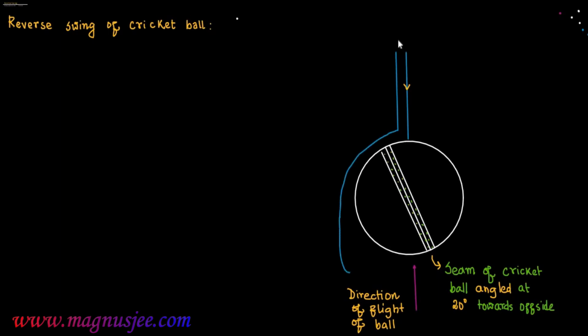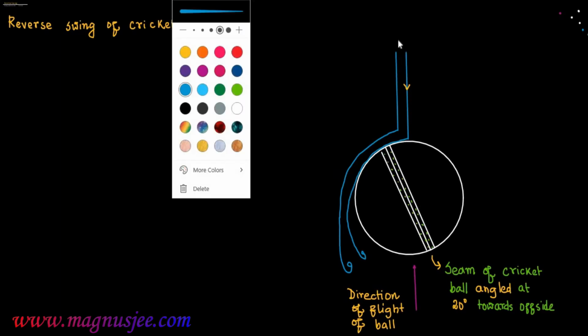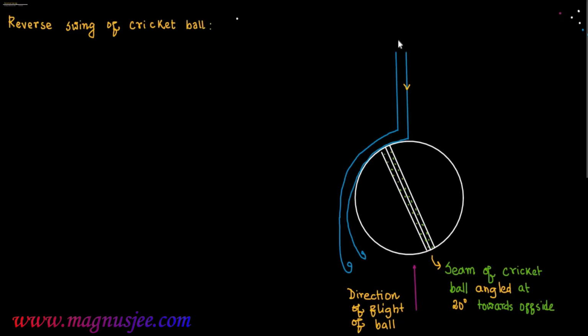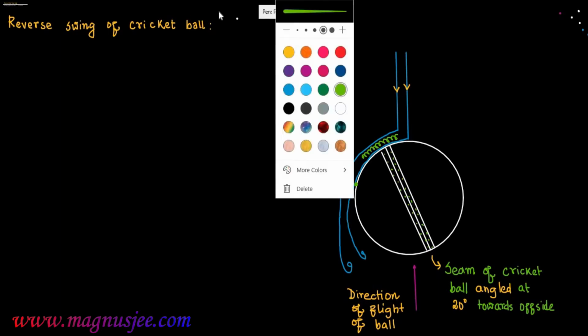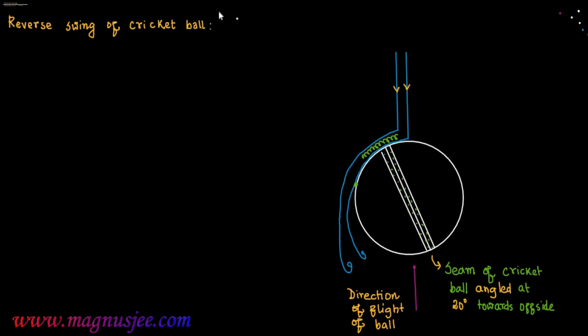And here air flows on the seam side in this way. And this air flow on the seam side will be turbulent. This airflow is converted into turbulent state relatively early before reaching the seam location.